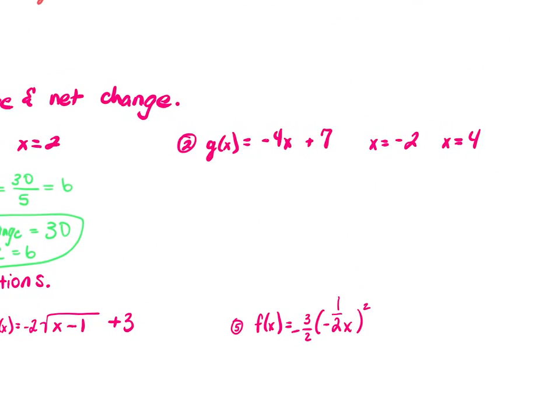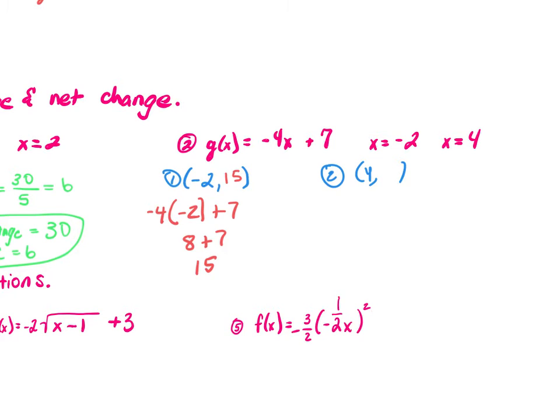Okay, same thing on the second one. They gave me two x values. They told me my first x value to use is -2. So when I plug in -2, let's see what I get out. My second x value is +4. When I plug in 4, let's see what I get out. So I have -4 times -2 plus 7. What's -4 times -2? +8. And 8 plus 7 is 15.